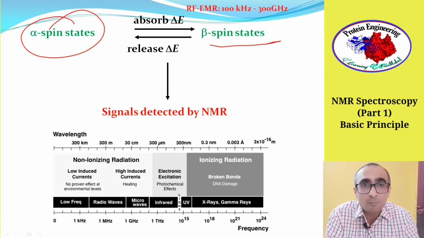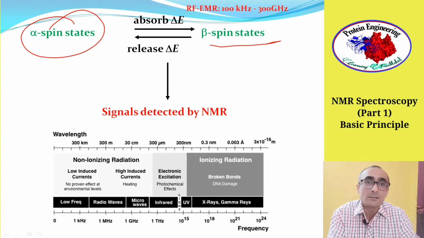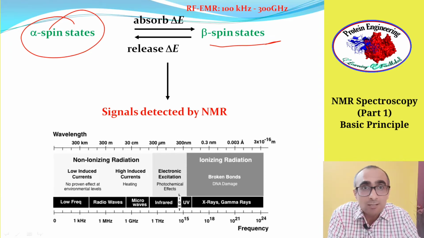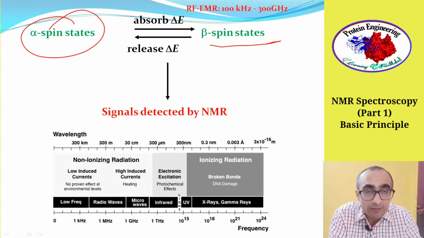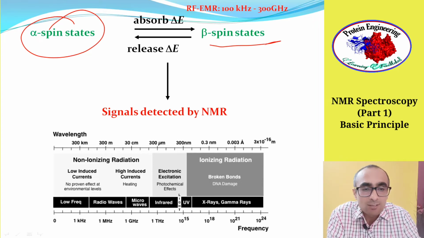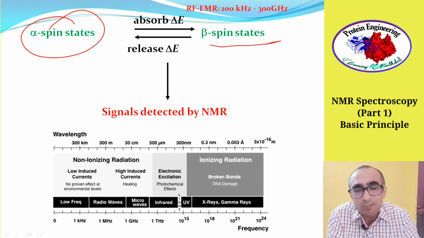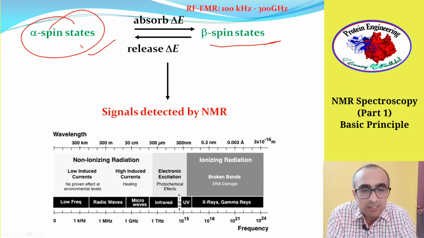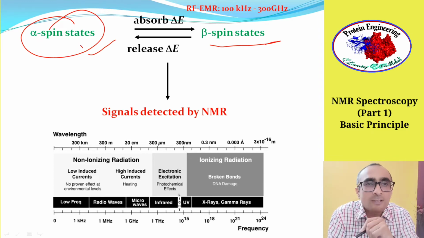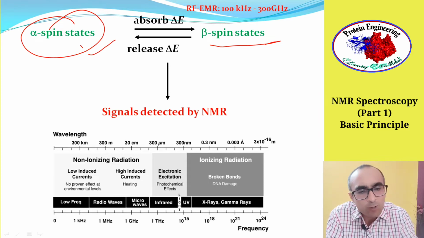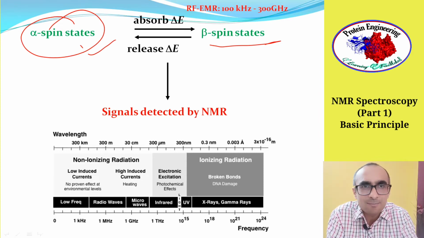is applied from outside, which can be absorbed by that nucleus. The range of the electromagnetic radiation which is absorbed by the nucleus is radio frequency waves. That lies from 100 kilohertz to 300 gigahertz. So between this range, electromagnetic radiations are absorbed by the nucleus. So if a radio frequency pulse is given to an alpha spin state nucleus, it absorbs that radio frequency pulse, the energy, and converts into beta spin state.